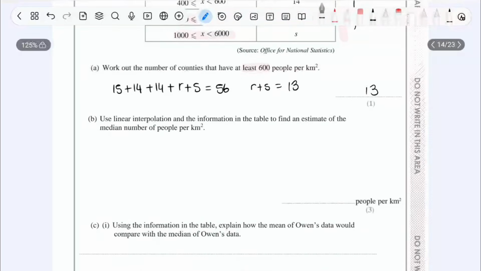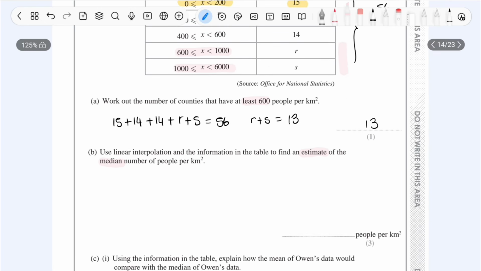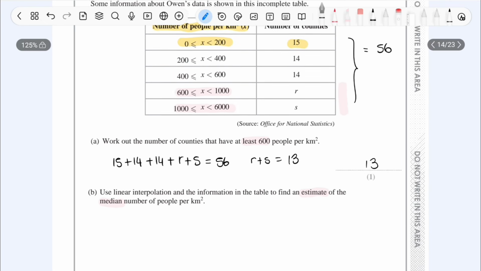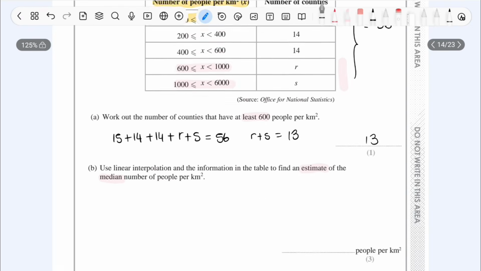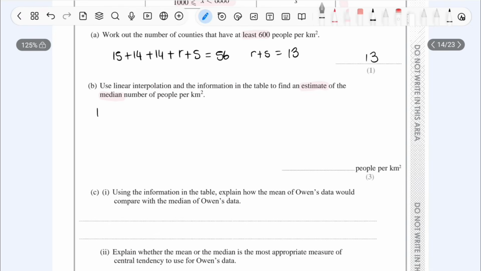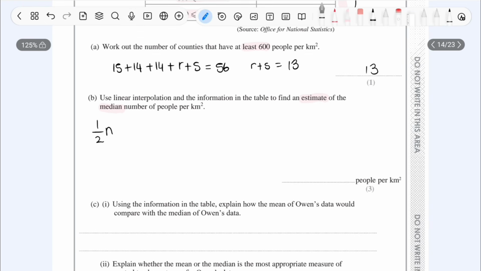Part B. Use linear interpolation and the information in the table to find an estimate of the median number of people per kilometre squared. So the two key words, estimate and median. So we need to use linear interpolation. It's just a fancy term for finding the median. Now for continuous data, we typically use half of n. Now if you use half of n plus 1, it doesn't really matter. The mark scheme does account for that answer too.